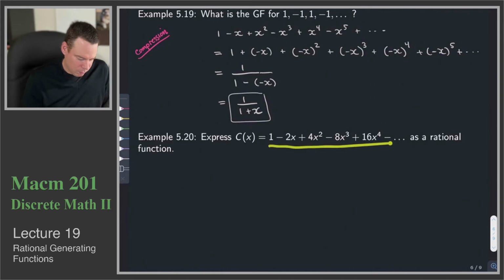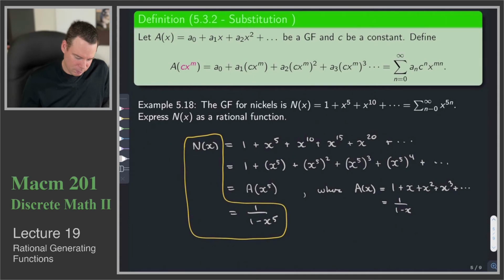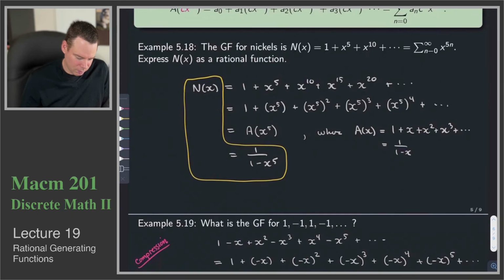Let c of x be this generating function. We want to write it as a rational function. C of x is equal to 1 minus 2x plus 4x squared minus 8x cubed plus 16x to the fourth. We can do the same thing we did above. The idea is we just want to try to recognize lurking behind the scenes here is one of these generating functions, one of these series we already know. And if we back up, what series do we know? We know these ones. So we're always trying to find these ones lurking behind the scenes. In particular, 1 plus x plus x squared plus x cubed and so on, or the corresponding series where the coefficients are consecutive integers. Let's see if we can find those lurking behind the scenes here.